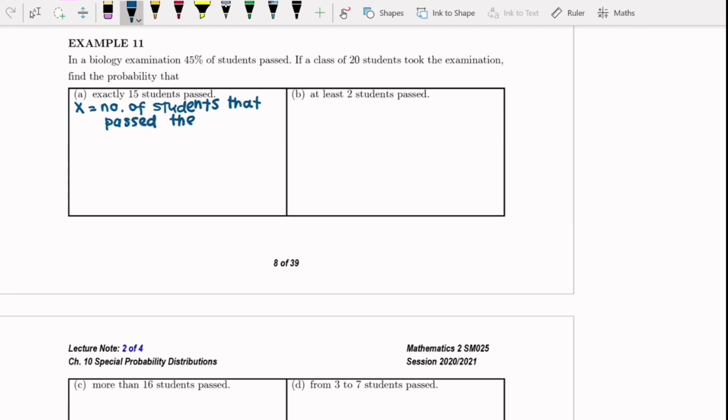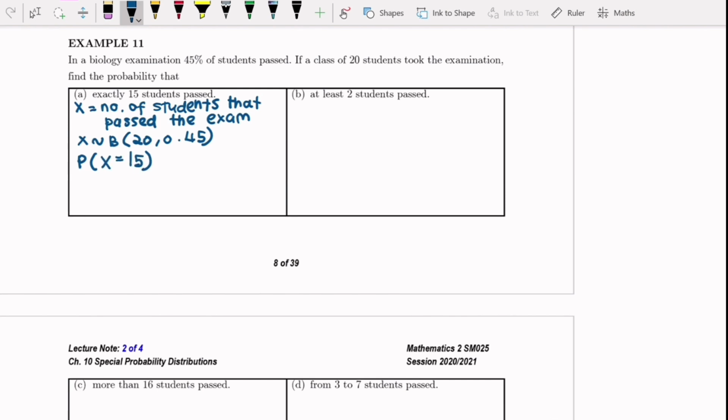So we can use binomial distribution to solve this question with n equals 20, p equals 0.45. Why can we use binomial distribution? Because we only have two outcomes: whether the student passes or the student does not pass the exam. Now we want to find the probability of x exactly 15.